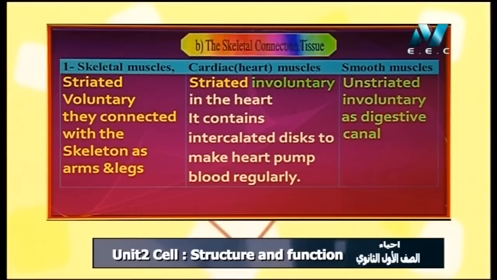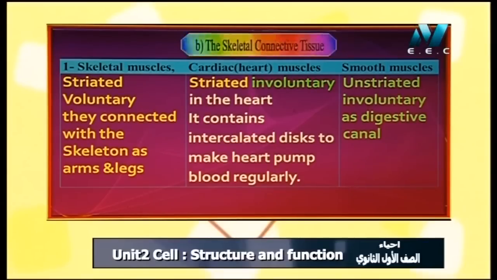But the involuntary muscles or the smooth muscles are muscles which are involuntary, meaning they are controlled by the autonomic nervous system, and also they are unstriated muscles due to the absence of striation, therefore they are called smooth muscles. But the cardiac muscles act as a kind of intermediate muscle between the skeletal and the smooth muscles.